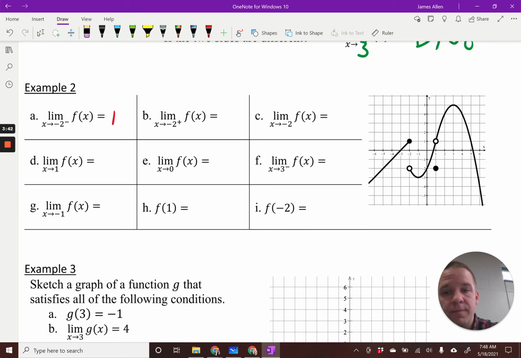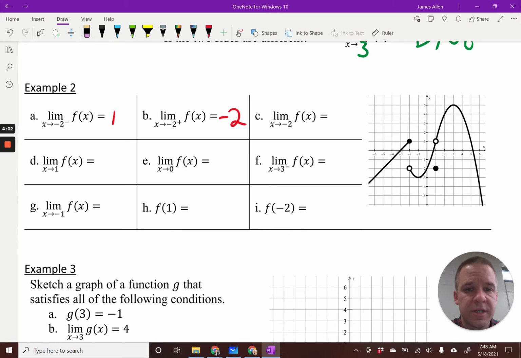Now, from the right, which is the next question: the limit of f of x as x approaches negative 2 from the right, that's what that little positive means. I'm on this side of the graph, on the right-hand side of negative 2, and I am approaching negative 2. Lovely.